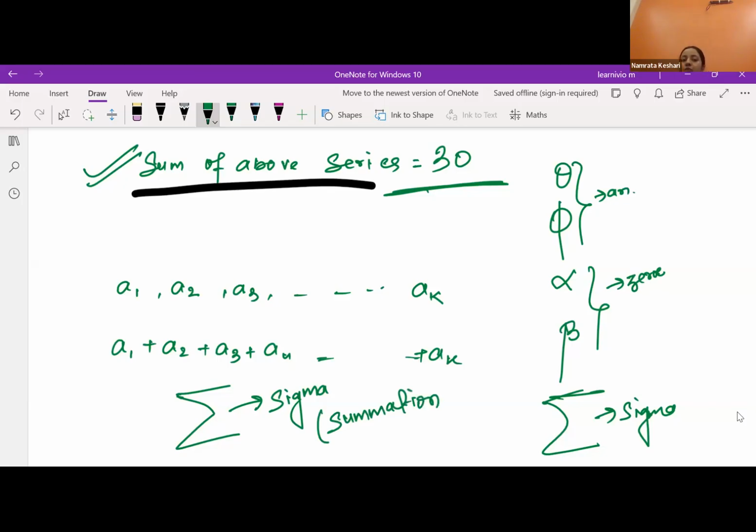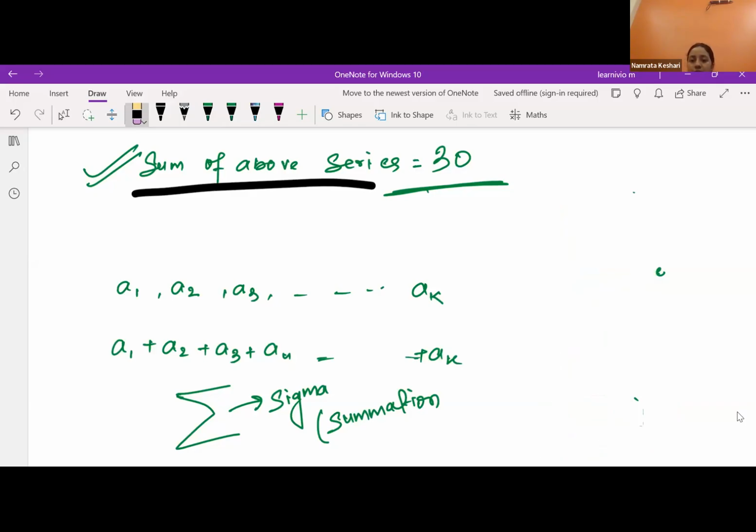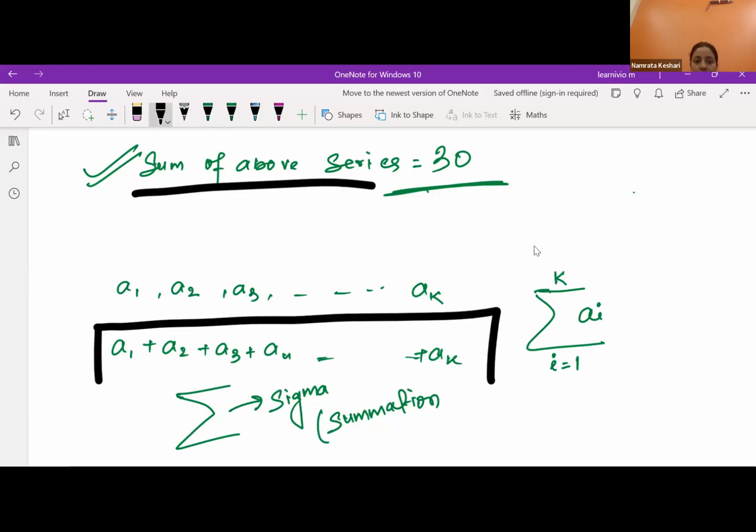So if we have to represent a1 plus a2 plus a3 plus a4 till ak, then we can use the sigma notation for representing the summation, and we can write it this way: summation of all ai, where i starts from 1 and ends at k. We can represent this thing as this one. Making sense?